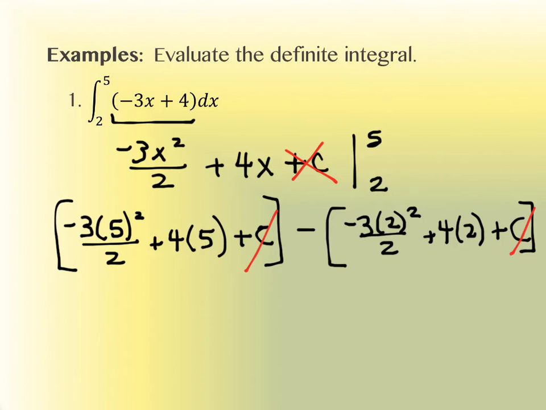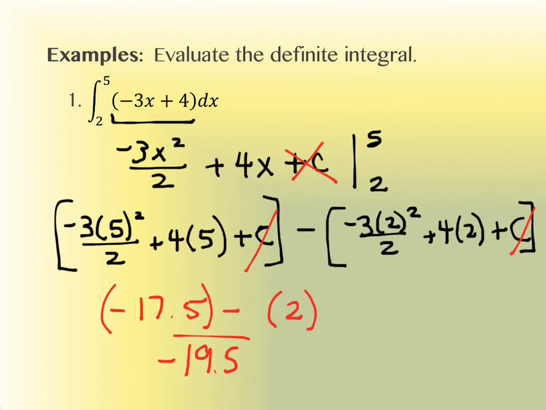What did you get when you plugged in the number 5? Mandy, you have 11 something? 17.5. Negative? Okay. And then what do we get when we plug in the number 2? Positive 2. All right, so negative 17.5 and then minus the number 2. What does that give me? Negative 19.5.